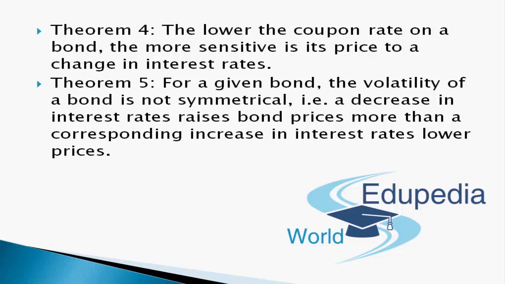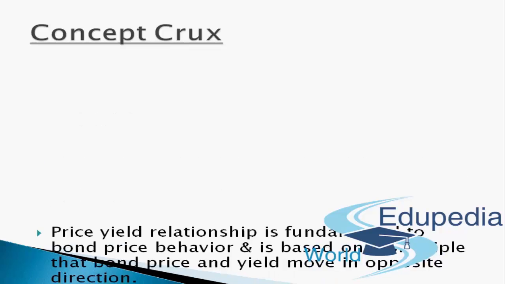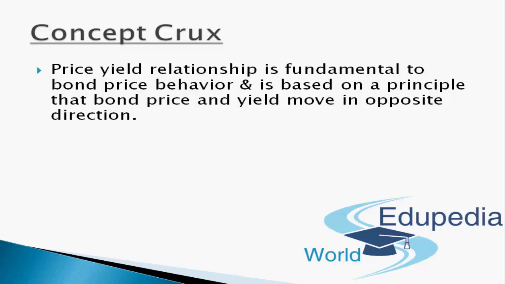Stated differently, we can say that the capital gains from an interest rate decline exceed the capital loss from an equivalent interest rate increase. So if we discuss the crux which we get from these theorems, we'll say that the price yield relationship is fundamental to bond price behavior and is based on the principle that bond price and yield move in opposite directions.